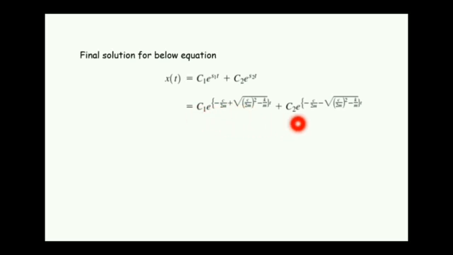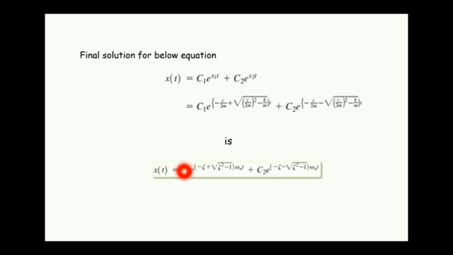And further, the final solution for this equation, which looked very complicated, becomes x is equal to c1 e raised to (minus zeta plus under root zeta squared minus 1) omega n t plus c2 e raised to (minus zeta minus under root zeta squared minus 1) omega n t. So this is the final solution of the differential equation of the system subjected to free vibrations and having viscous damping. Thank you.